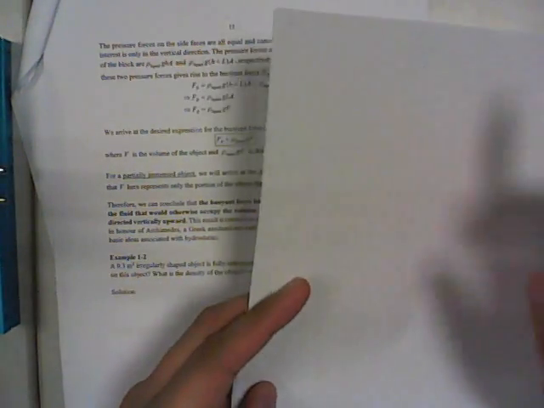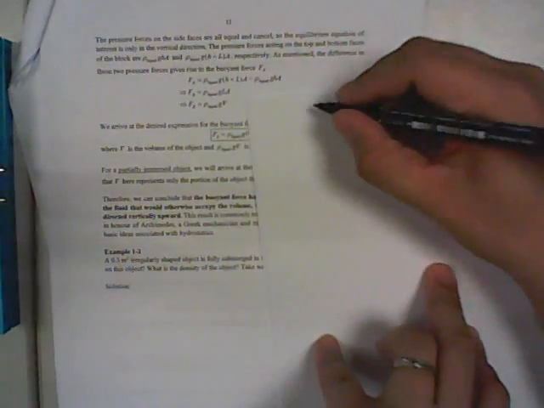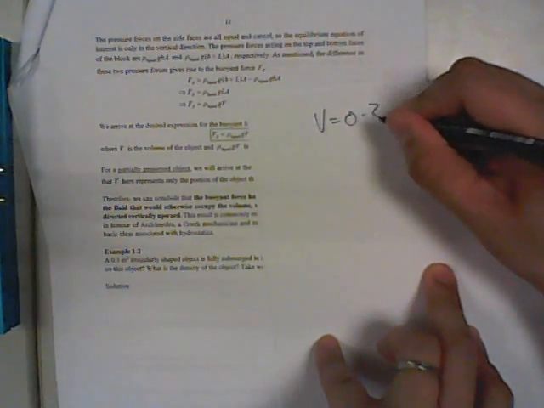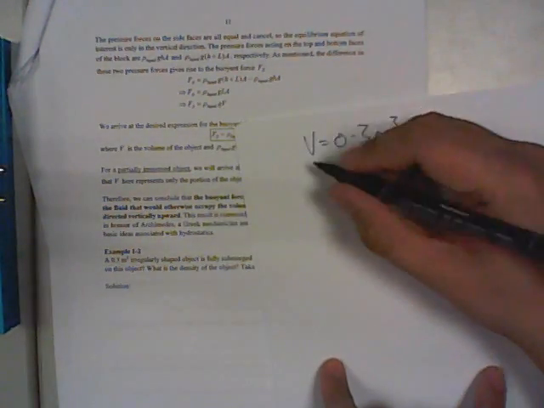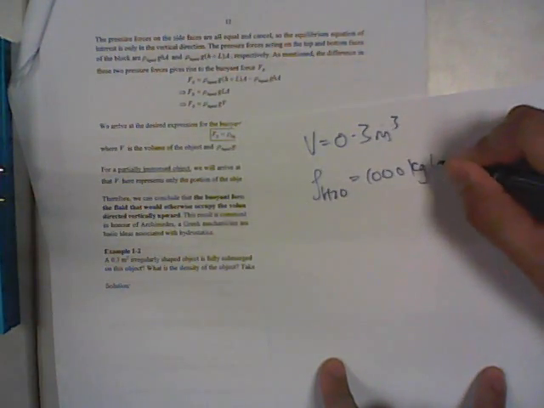Alright, so now let's look at example 1-2 and 1-3. Okay, so first with 1-2. So you have an object with volume 0.3 meter cube, right? And it's fully submerged in the water. And we know that the density of the water is given as 1000. Okay, and the question is, what is the buoyancy force and what is the density of the object?